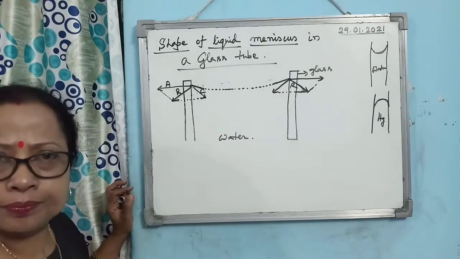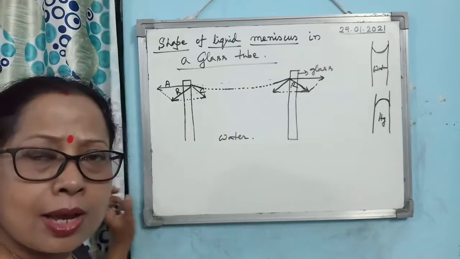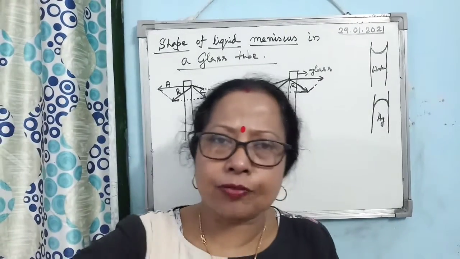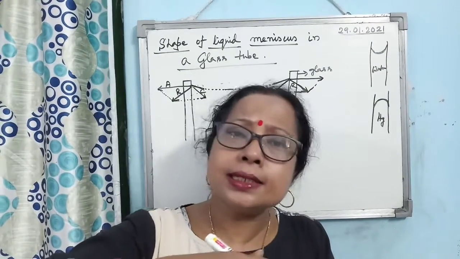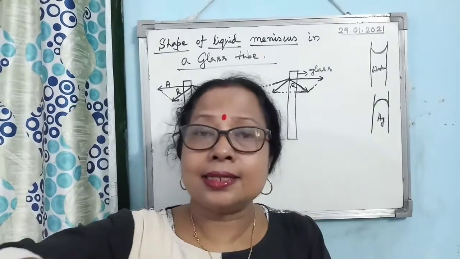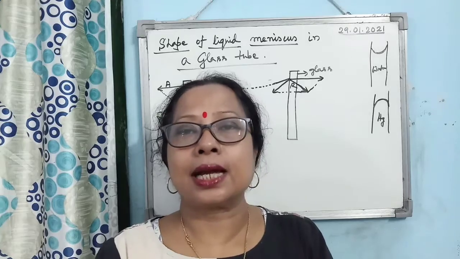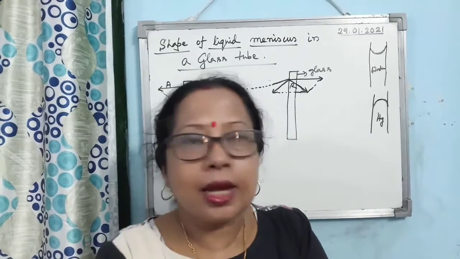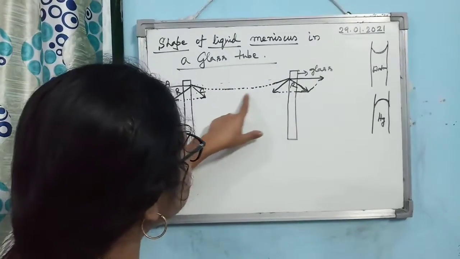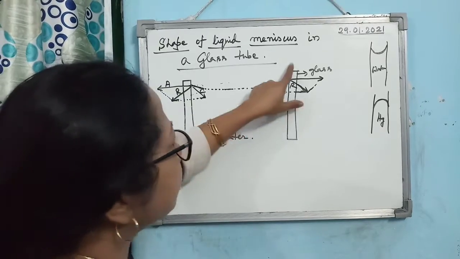Yes or not? Is it touching the glass molecule? Just imagine the free surface. If you consider a circle, then along the circle, the water molecules are touching the glass. But what about in the middle portion? In the middle portion, these water molecules are not in contact with the glass.